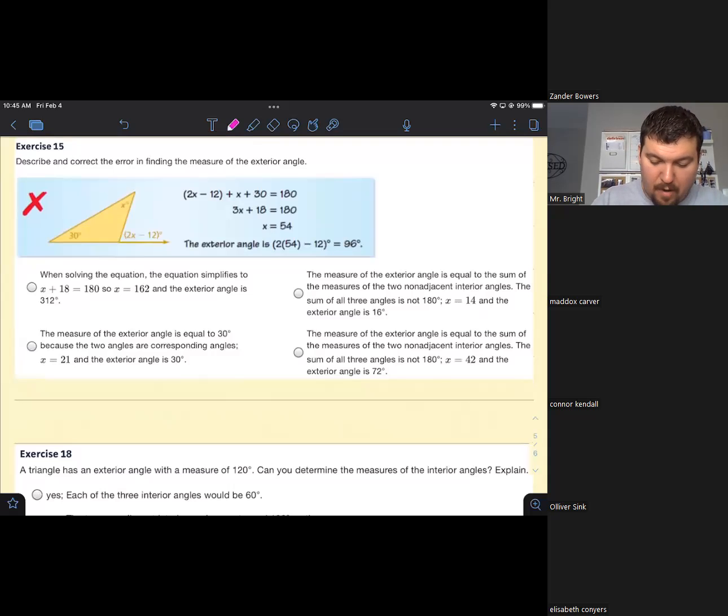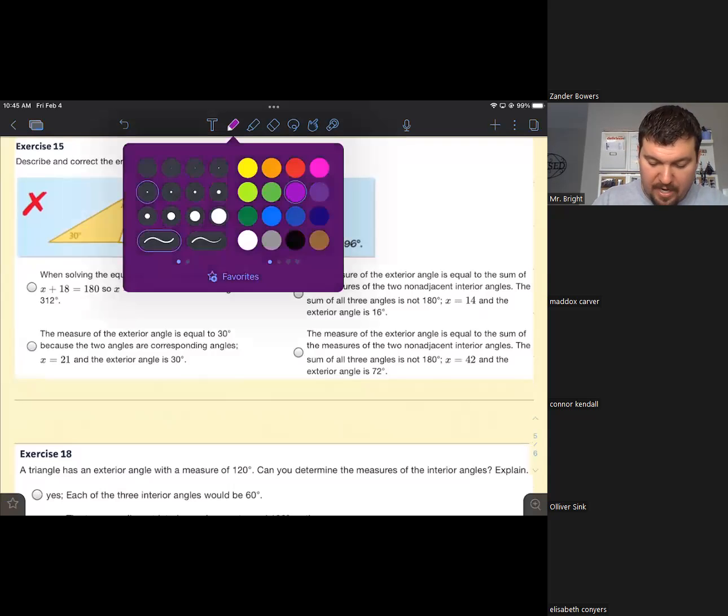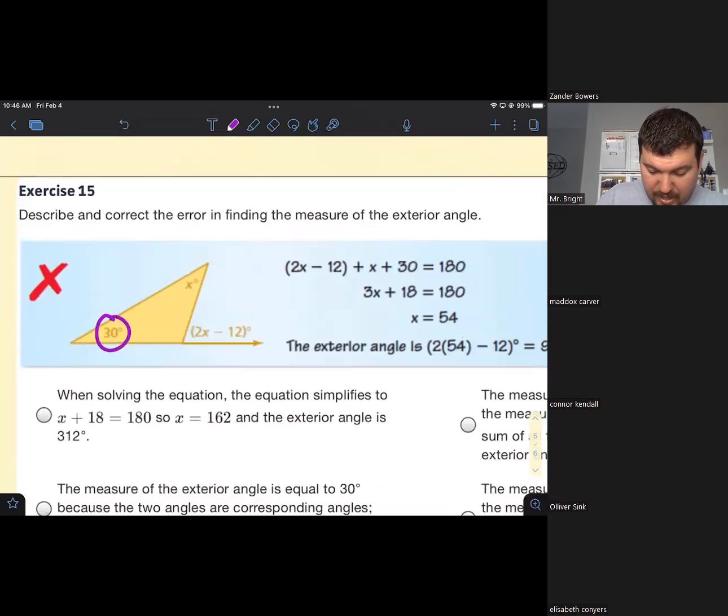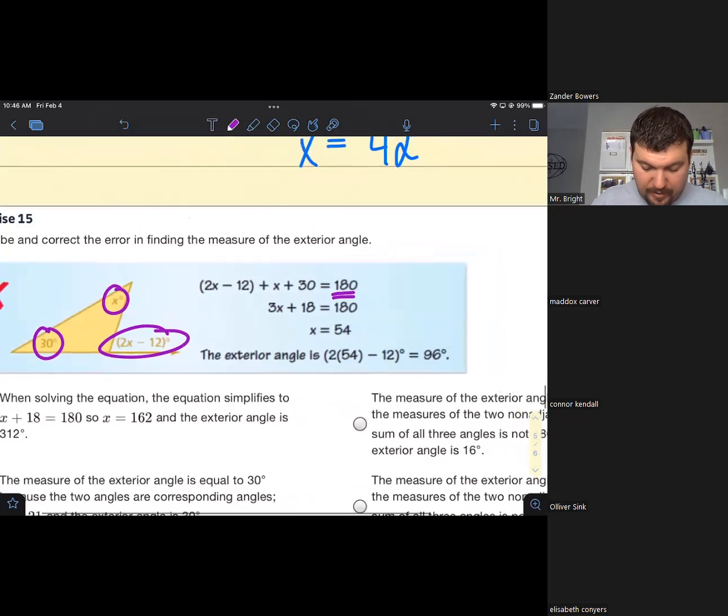This is the most common mistake I see with exterior angles, which is you just add the 3 angles together and set it equal to 180. And that is not what you do with exterior angles. That's what you do with the 3 interior angles. So their answer is clearly wrong.